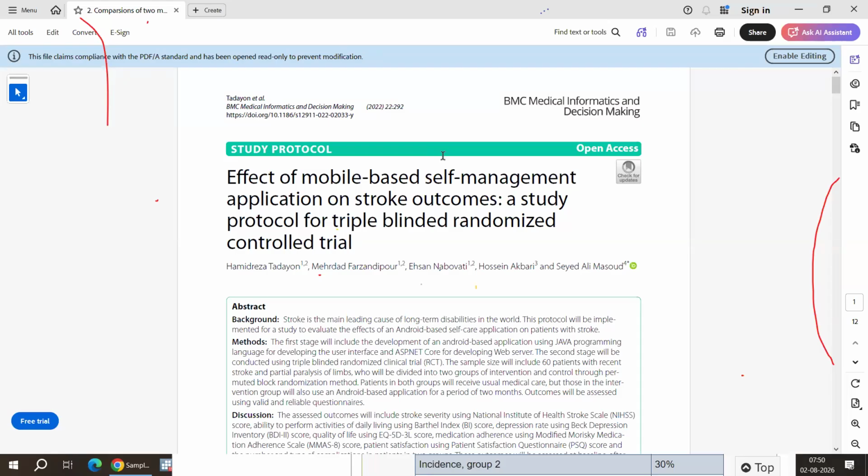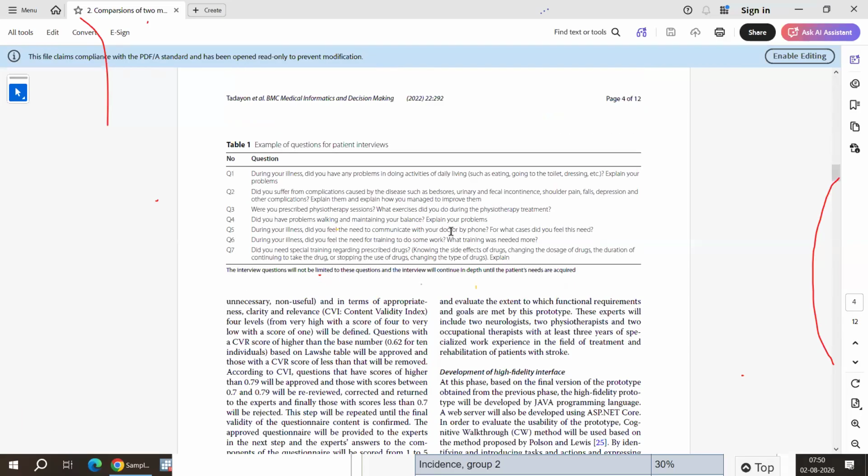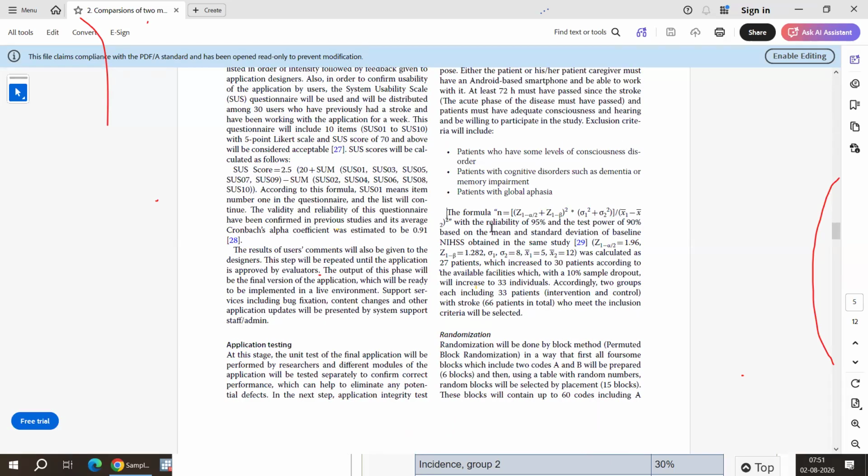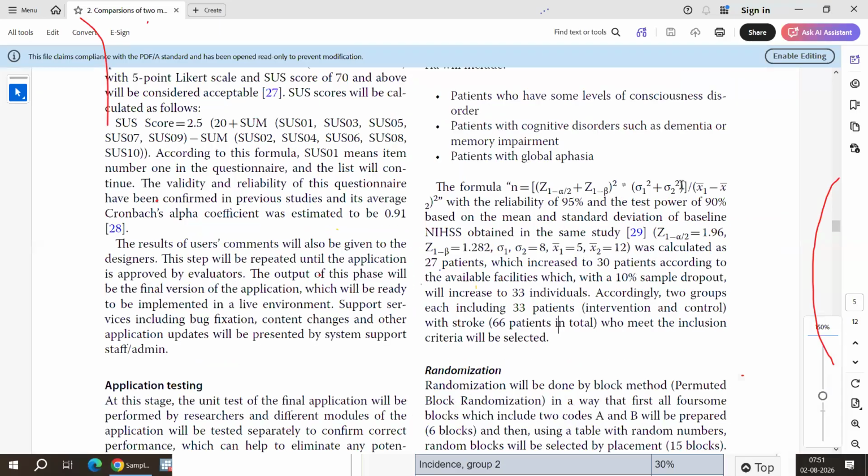I think you know what you mean by triple blind. It is published in the BMC Medical Informatics and Decision Making journal in 2022. Here they have mentioned the formula for sample size calculation. They have given it step by step, you can see here. This is the formula they have used.